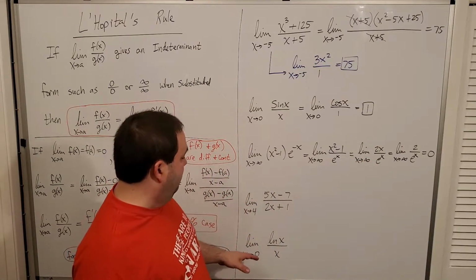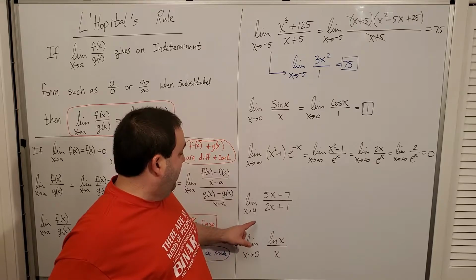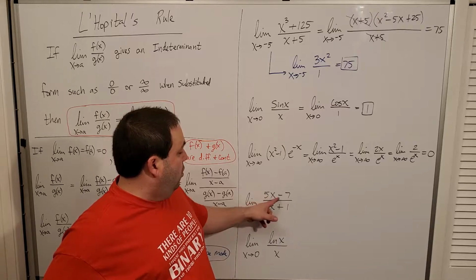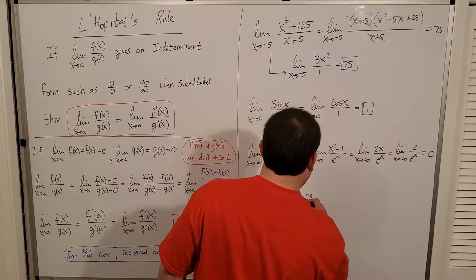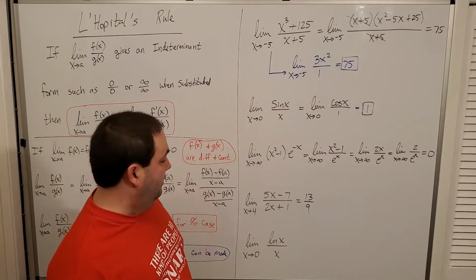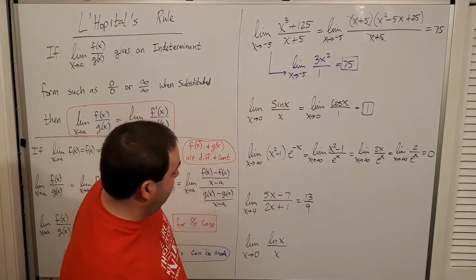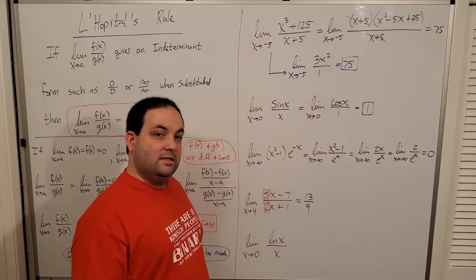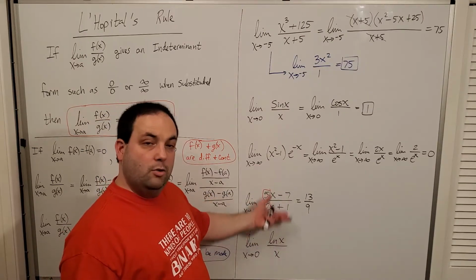Now down here, I wanted to demonstrate to you a couple of limits that don't fall under L'Hopital's rule. Notice if I plug in 4, it actually works out, right? If I do 4, I'll get 20 minus 7 is 13, and 8 plus 1 is 9. So that's the actual value of that limit. But notice if I were to do the derivatives, they're just linears, right? The derivatives would have given me 5 over 2, which is incorrect.